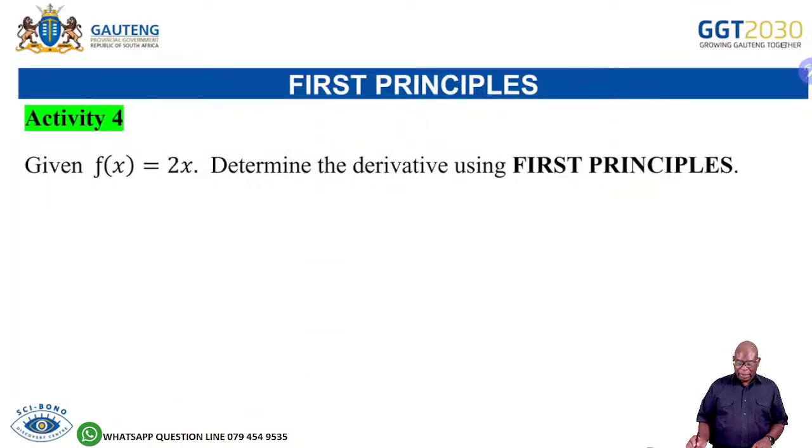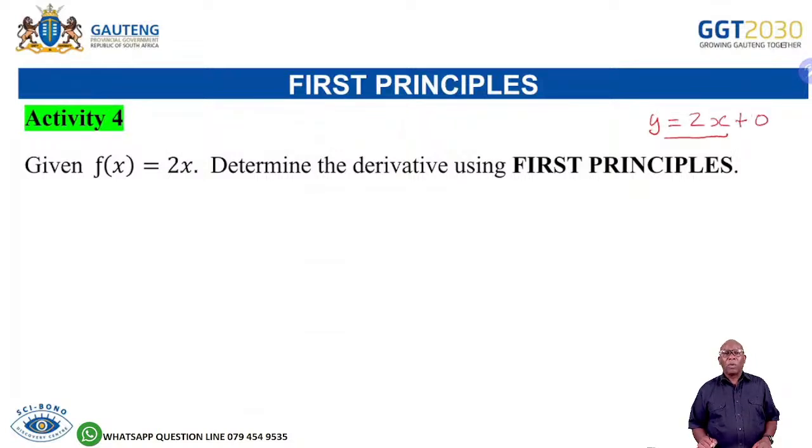If I've got a graph y equals 2x, what is the gradient of this graph? This is plus 0. What is the gradient of that graph? That graph's gradient is 2. Can you see? The gradient is 2. Which means that in this graph, I must get 2 as my gradient, because the gradient of that graph will be 2. But let's see how we can get that gradient by using the first principles.